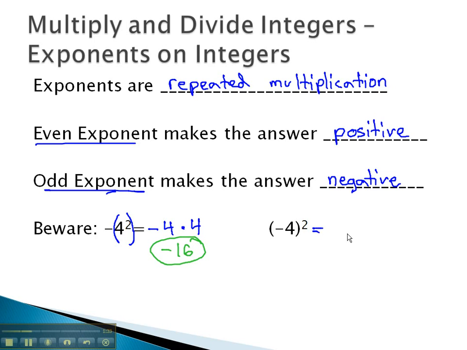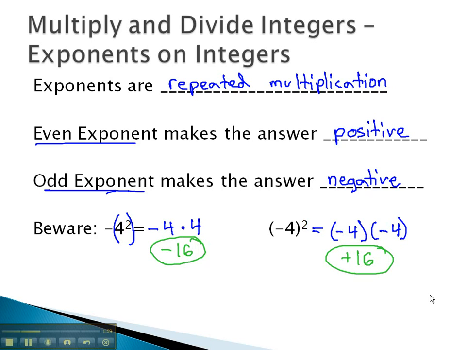while the second one repeats the entire parentheses because the exponent is on the parentheses. Negative 4 times negative 4, and we see two negatives making it a positive 16. So there is a slight difference if the negative 4 is in parentheses or not. Are we squaring the negative or not? Only if it's in parentheses does this negative get squared.